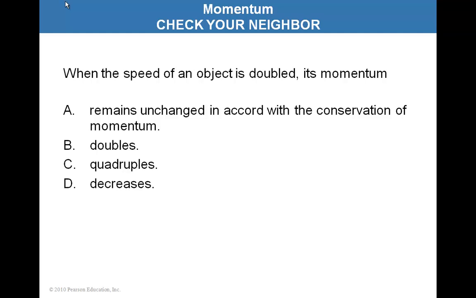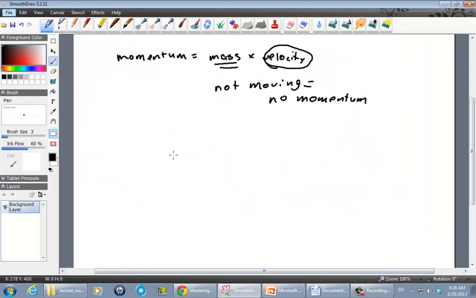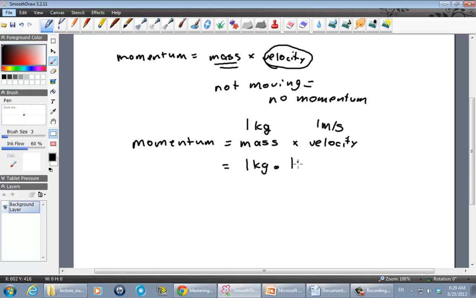Now before we answer that, let's think about our formula. Momentum equals mass times velocity. And the question is, what happens if the velocity doubles? Sometimes you can do these kinds of conceptual questions just by saying, it doesn't matter what numbers we have, so let's just see what happens. Let's say that we have a mass of 1 kilogram and a velocity of 1 meter per second. Well, then our momentum would be 1 kilogram times 1 meter per second, which is 1 kilogram meter per second.